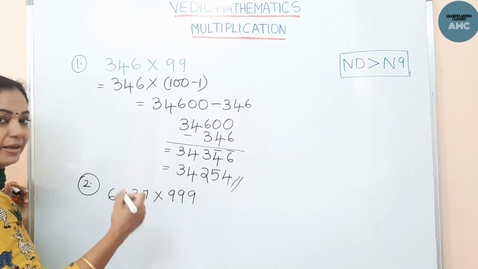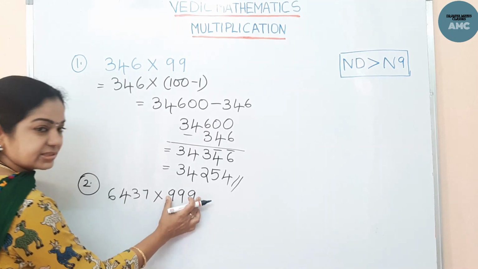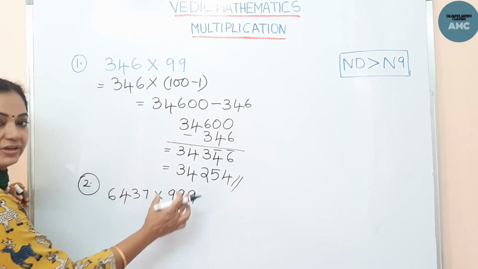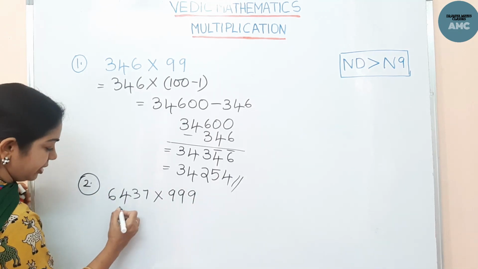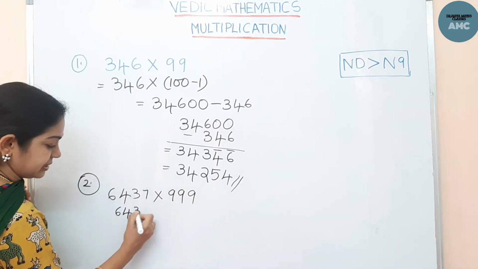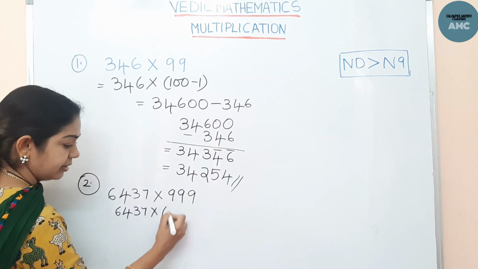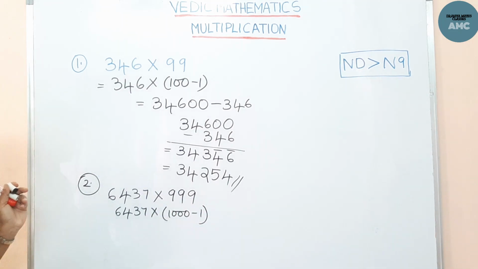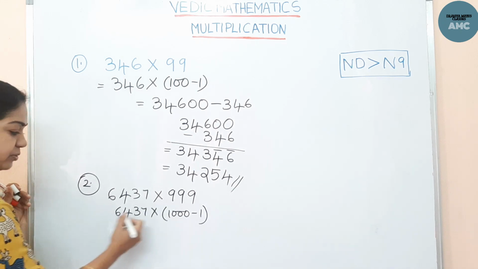We should not add any zeros to the nearest base 10s. So, this is 999, and we can bring it to 1000. You can write it as 4367 multiplied by 1000 minus 1. 1000 minus 1 is clearly 999.